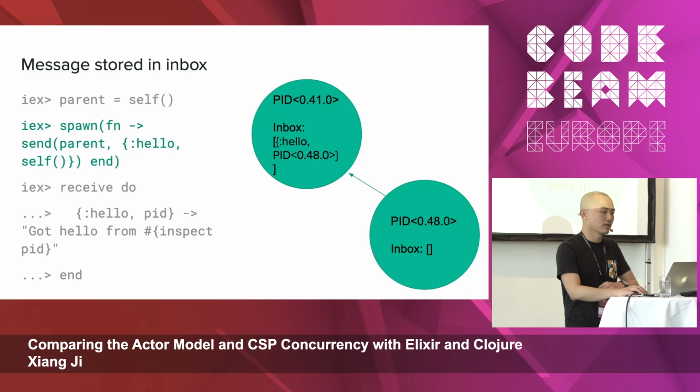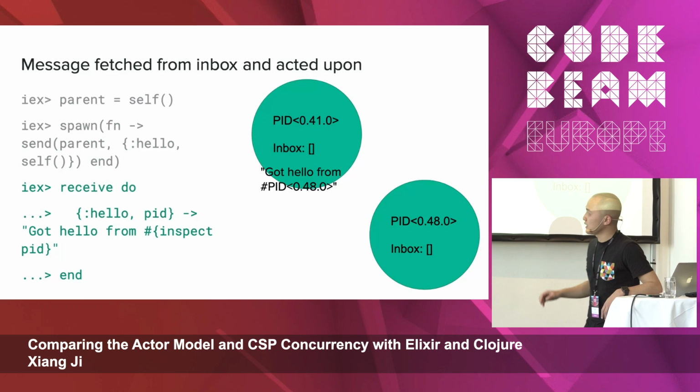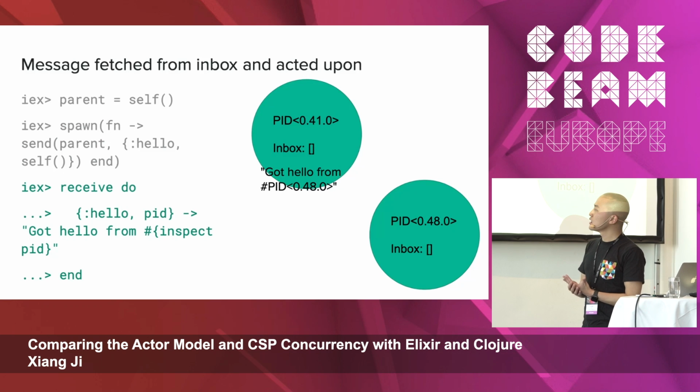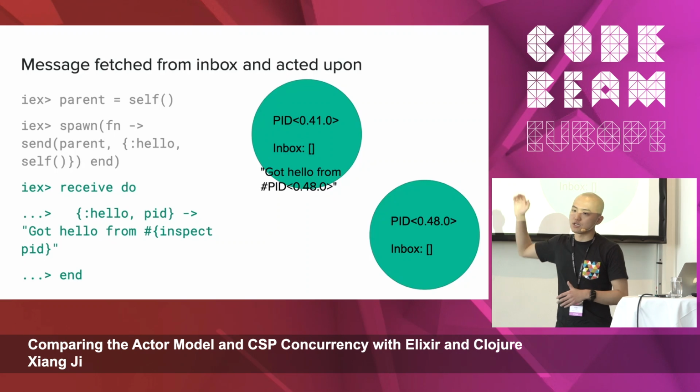Note that we haven't done anything about receiving, so this message is already there. Now we start the receive block, which says if I see a message in this format, I will produce a binary, got hello from Pete. This is how we take the message out of the mailbox.